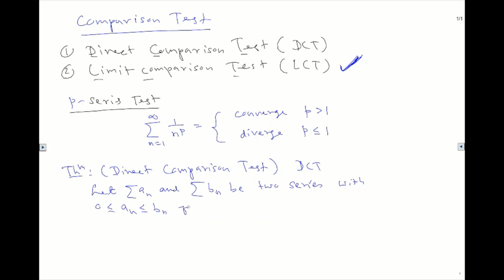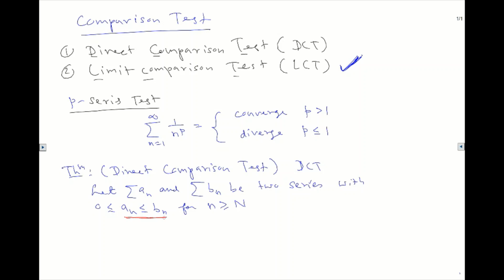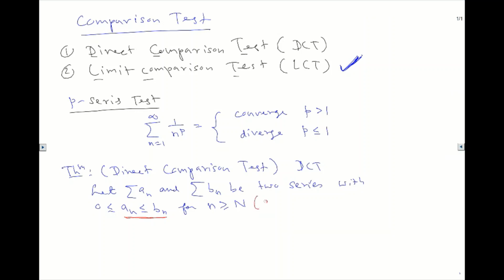For some n onward, at the beginning we don't worry about what happens, but after some n, everything should be either positive or follow this special relationship. What's the relationship? The terms of the bn series have to be larger than the terms of the an series. This means that after some n, we don't need it to be true for every n. So after some n, this should be the case. You can start with any number.